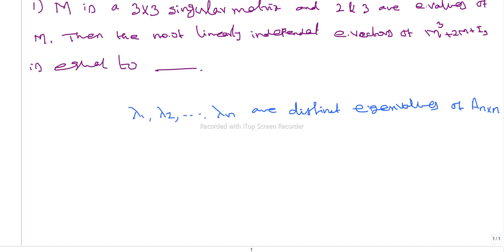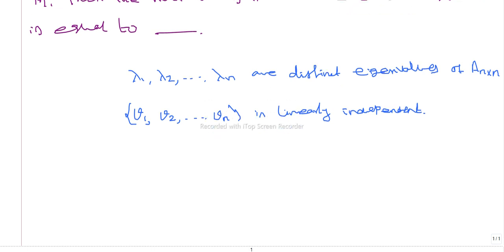Now for each eigenvalue we have a corresponding eigenvector. We can have more eigenvectors, but we can pick one eigenvector corresponding to each eigenvalue. Suppose V1 is an eigenvector corresponding to lambda 1, V2 is an eigenvector corresponding to lambda 2, and so on, Vn is an eigenvector corresponding to lambda n. Now this eigenvector set is linearly independent. So if eigenvalues are distinct, the corresponding eigenvectors are linearly independent. This is a standard theorem.